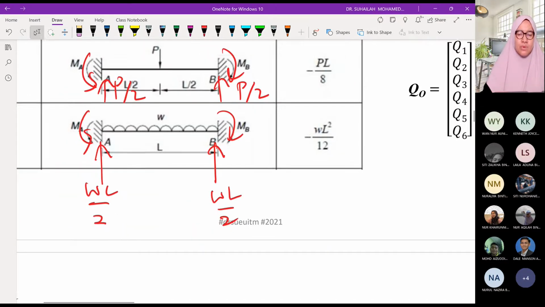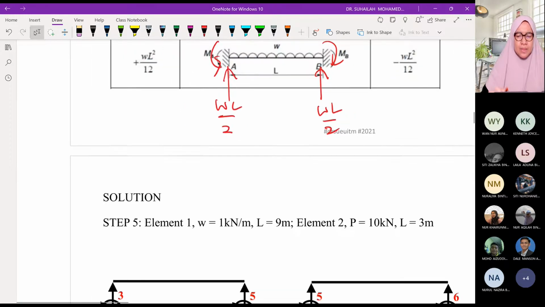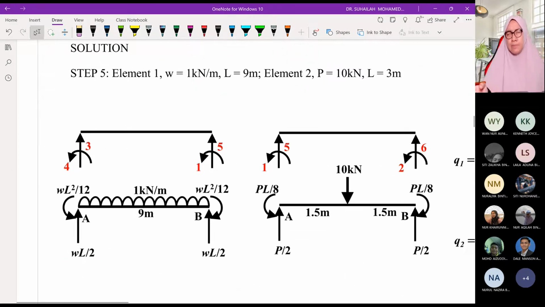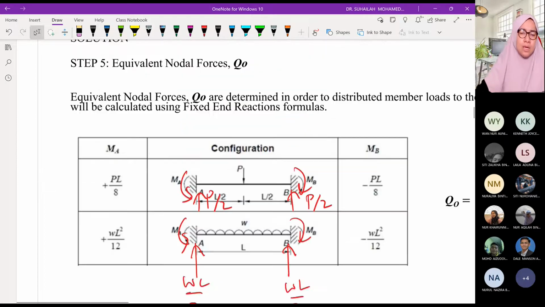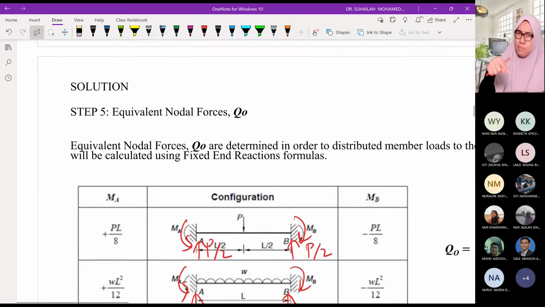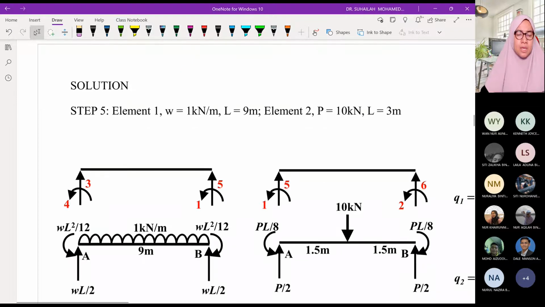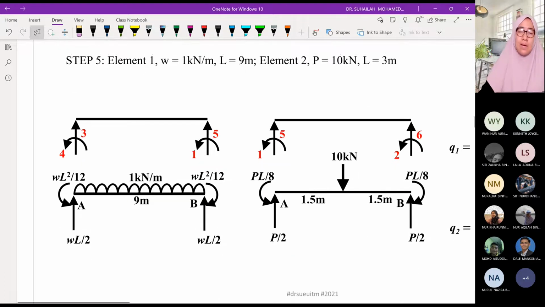Okay, and we will do this by separating. Kita akan buat ni element by element. Just like we analyze K, we analyze it separately first, then we combine. Just like we calculate K, capital K is K1 plus K2. So yang ni pun based on element dulu, kita calculate element by element, because element 1 is W and element 2 is P, dia punya loading. So we calculate it separately. We divide into 2 elements balik.